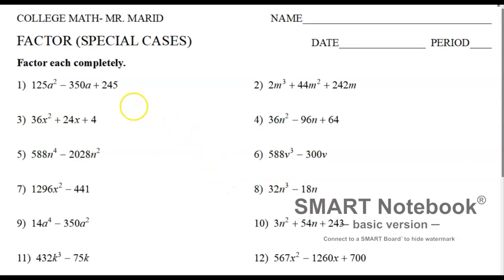All right, so let's go ahead and look at number 1. With number 1, if you look at it right out of the gates, everyone should observe that these coefficients are pretty large and that they have at least a 5 in common. So you want to spend time and identify the greatest common factor. I've spent some time with it, so I know it's a 5, which leaves me 25a squared minus 70a plus 49.